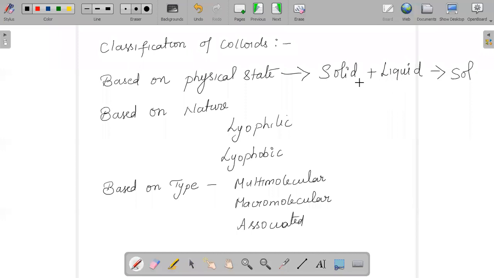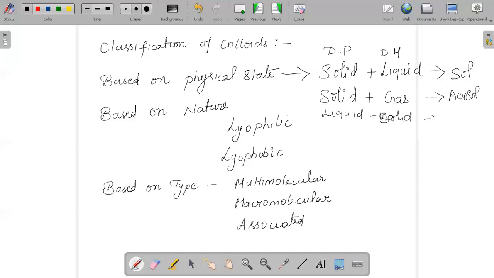Hence it's very important to know the combinations, like solid in liquid, solid in solid, solid plus gas. The first one is your dispersed phase and this is your dispersion medium. Hence if you say solid and gas, it is called aerosol. So this name and the type of colloid formation is very, very important from this chapter. For example, liquid plus solid is called gel. And do remember that we need to learn at least one example of each type. Liquid in liquid, we give the name emulsion.